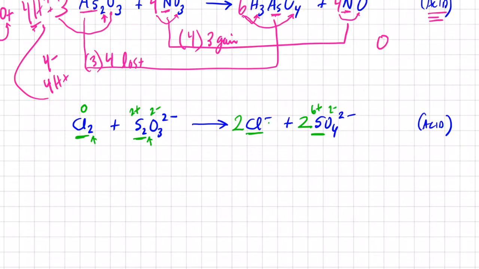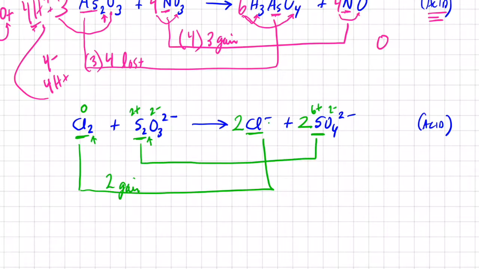Okay, next up, let's balance electrons gained with lost. Chlorine goes from 0 to -1. Each chlorine gains an electron. 2 chlorines did that, so there are 2 gained. Sulfur goes from +2 to +6. Each sulfur lost 4 electrons. There are 2 sulfurs that do that, so there's a total of 8 lost.